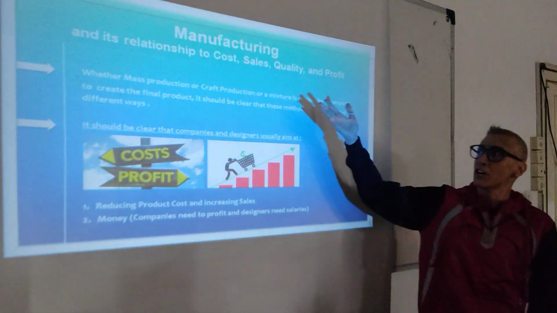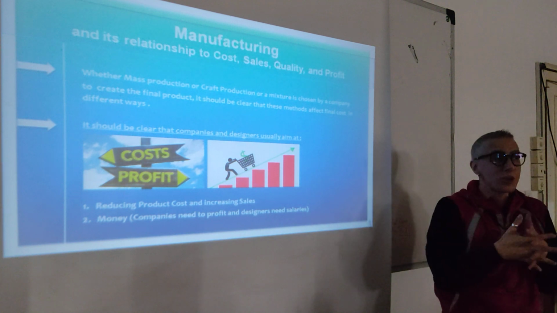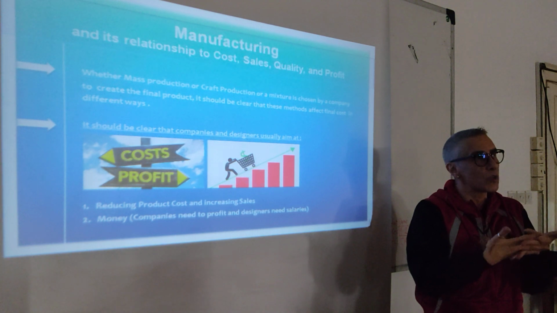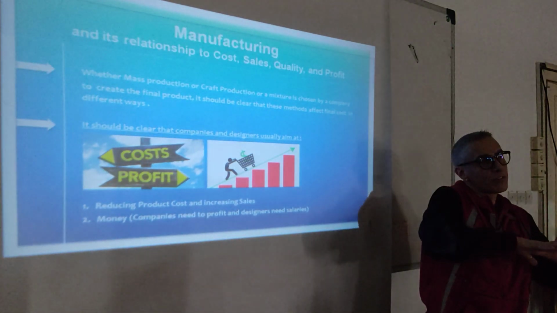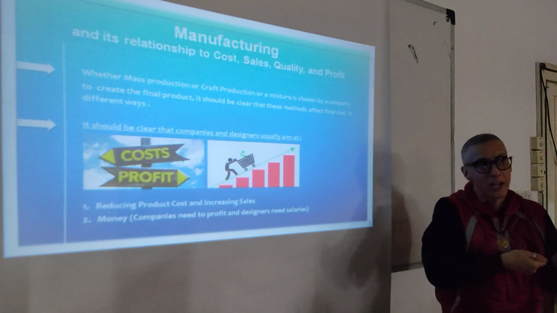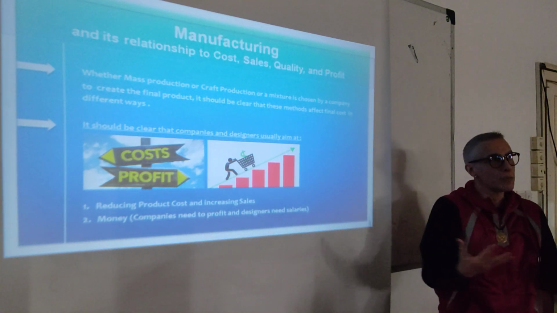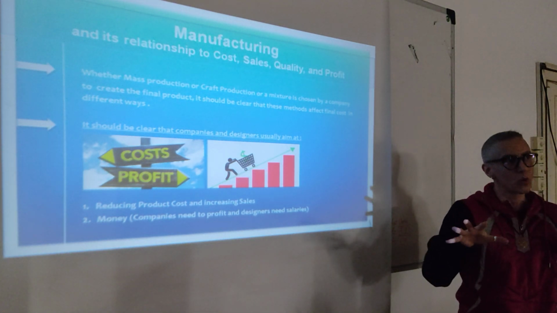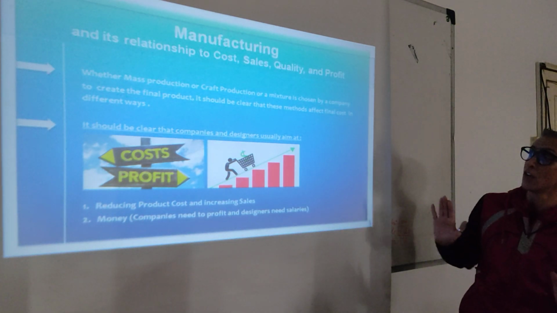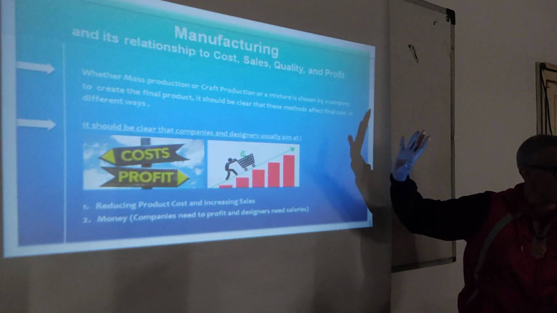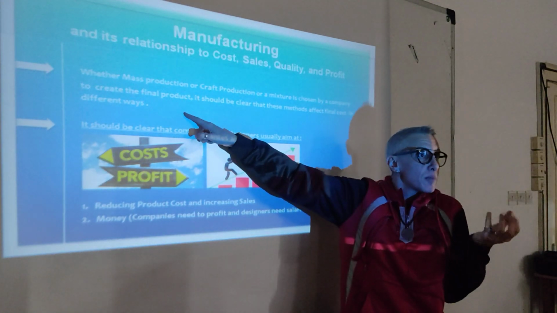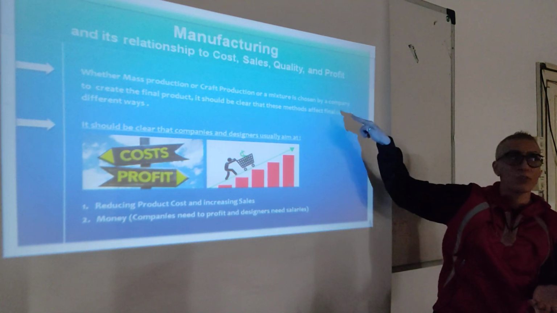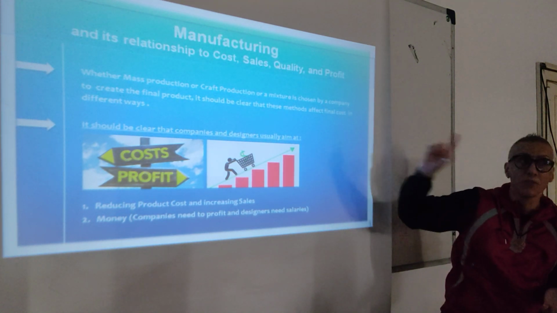Now, whether mass production or craft production or a mixture, because sometimes, as we said, some companies use a mixture of both, where some parts are done by hand and other parts by machines. But these are the main ones, hand and mass production, which you really need to know about. That's why I discussed them in more detail. So whatever the method chosen by the company to create the final product, the final design, it should be clear that the methods affect the final cost in different ways.